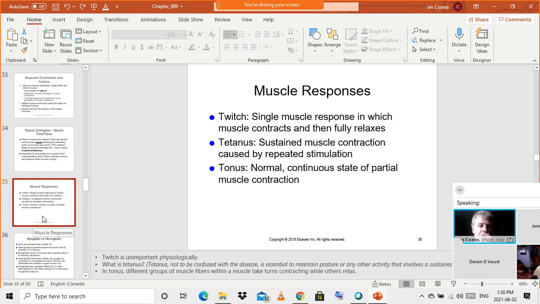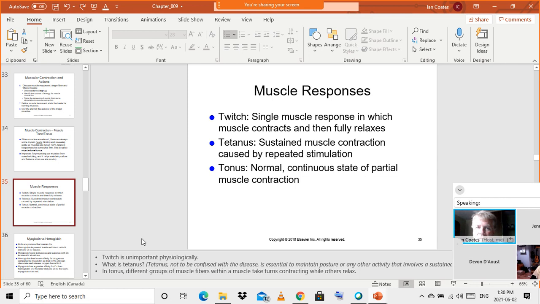A twitch, like sometimes in your thigh or shoulder, you know what I mean? Just some muscle will twitch, and you can feel it. It's not your entire shoulder. It's a single muscle response in which the muscle contracts and then fully relaxes and then comes back again. Tetanus is sustained muscle contraction caused by repeated stimulation. So that's when you're holding it.